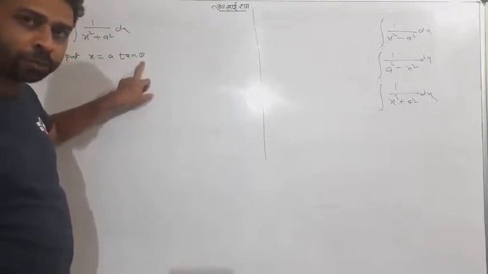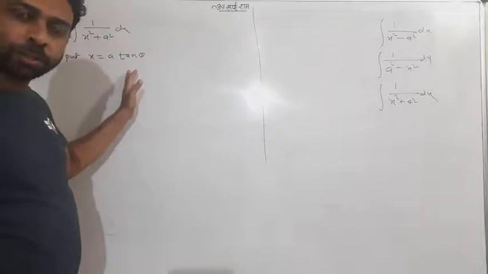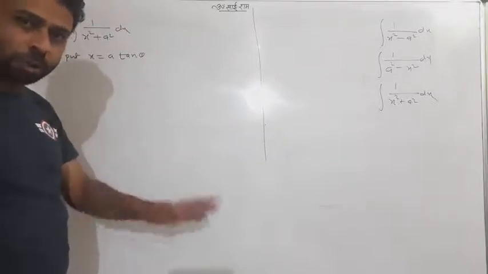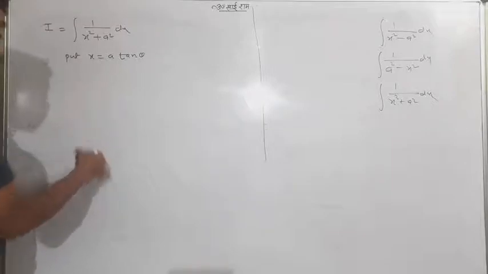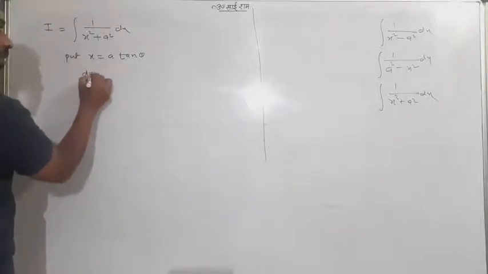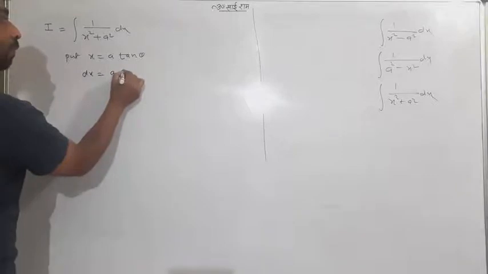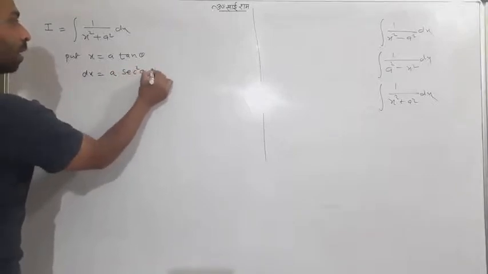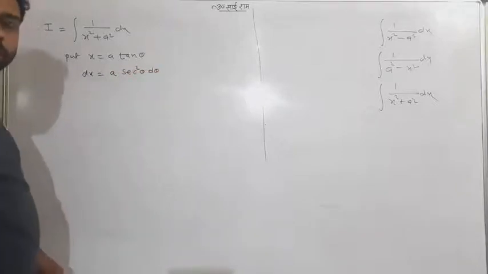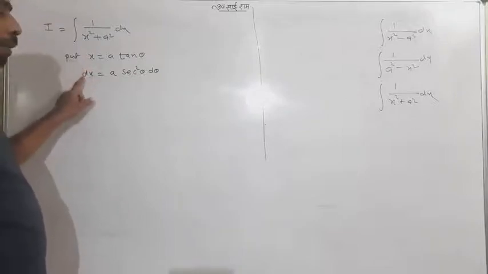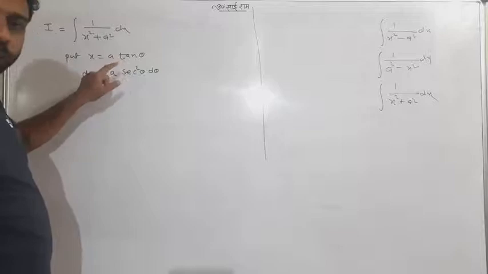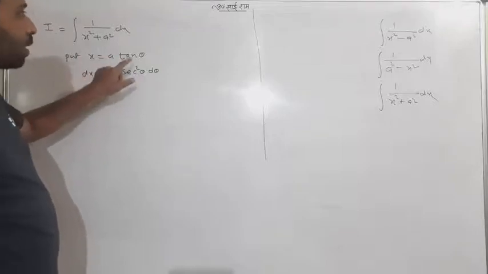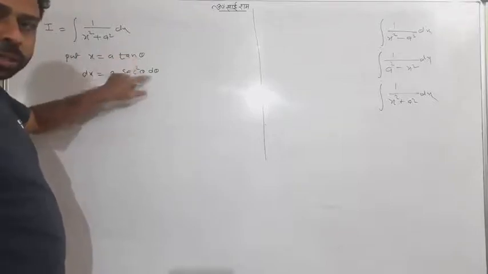Now we differentiate both sides with respect to x. The differentiation of x is 1, so we write dx. And for a tan theta, the differentiation is a sec square theta d theta. That's very simple. So dx equals a sec square theta d theta.